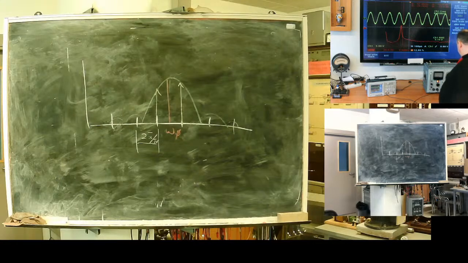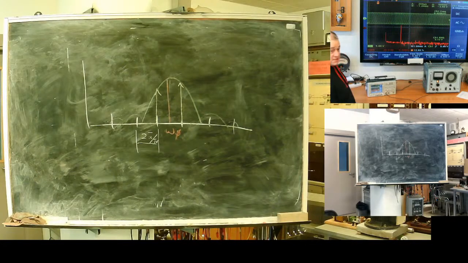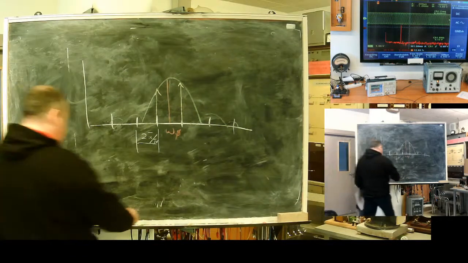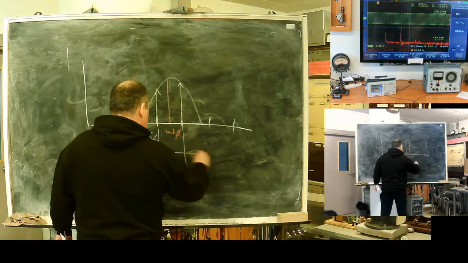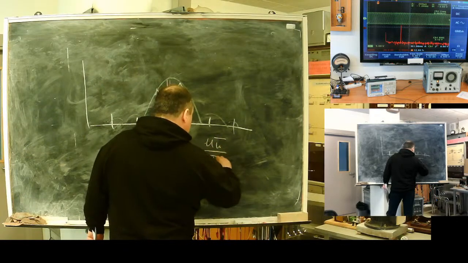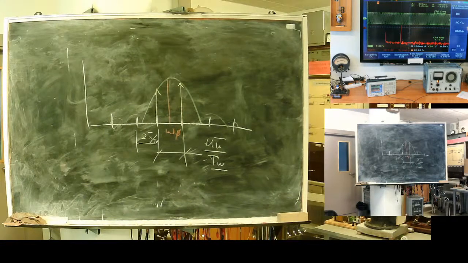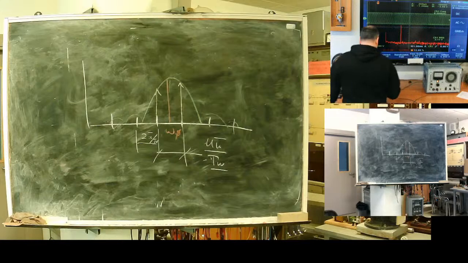Good case. Yeah, this one is a good one. Take a look at what changes if I change the length of the observation window. See what happens. Closer and closer to a needle. Because this one is 4π divided by T. The longer the observation window, the better the frequency resolution.